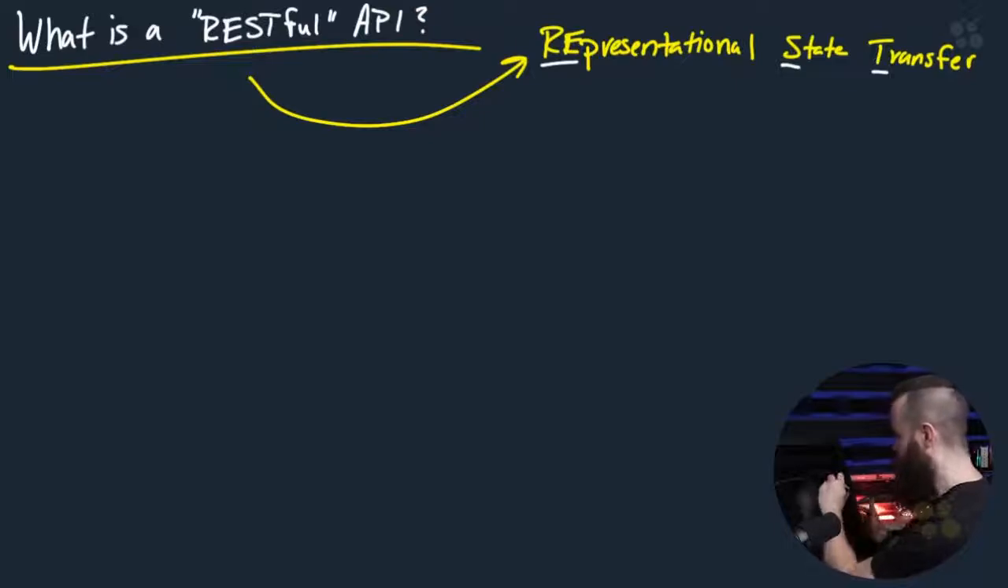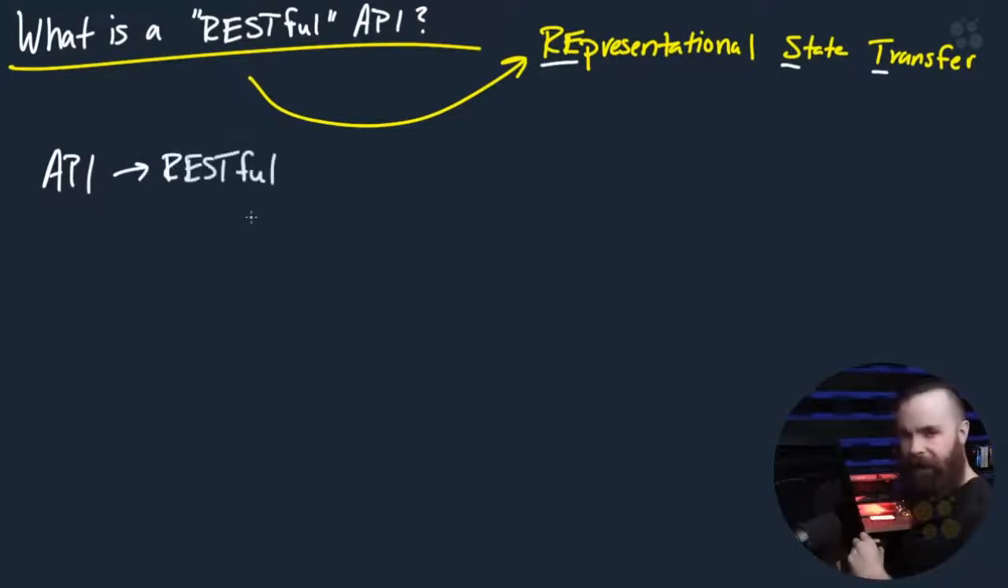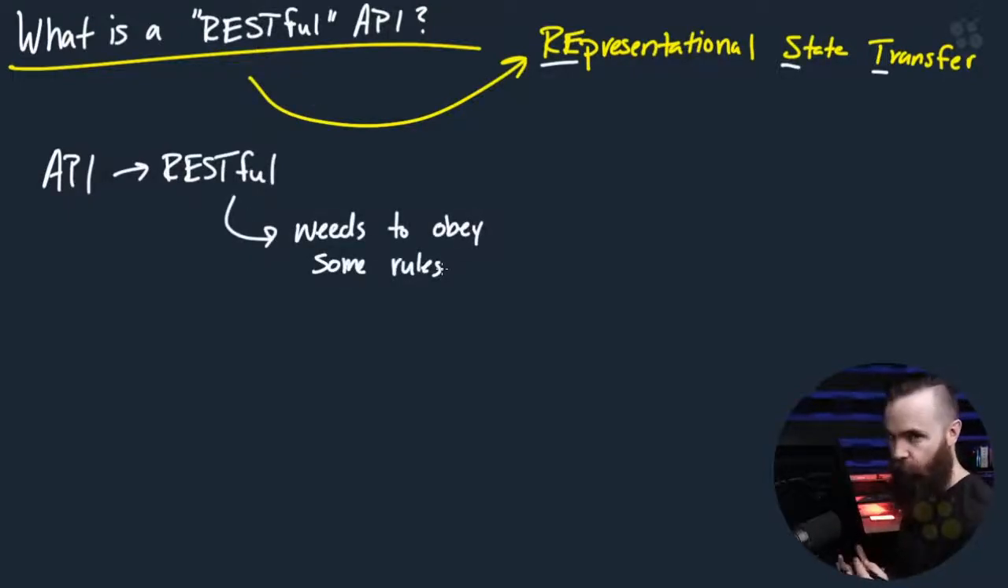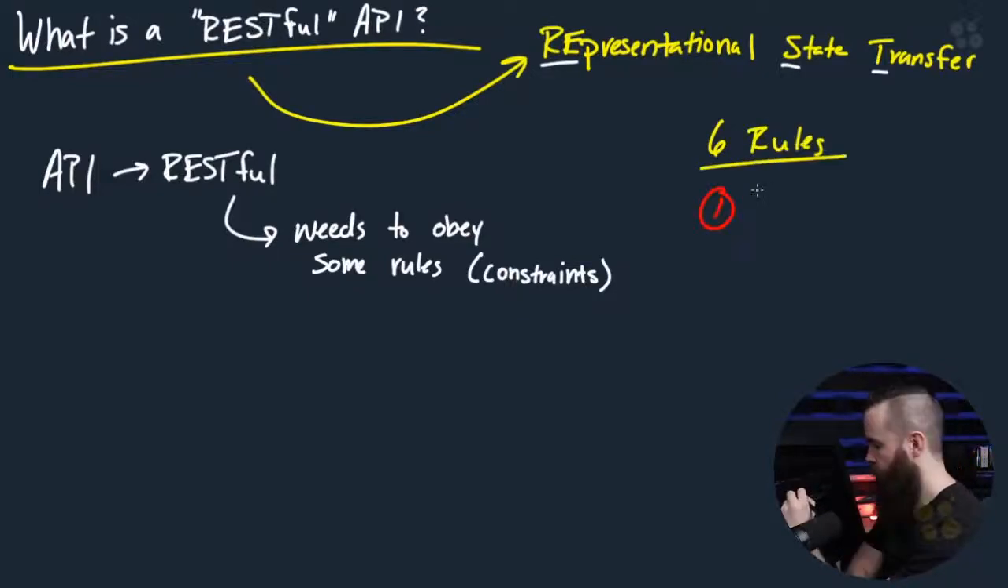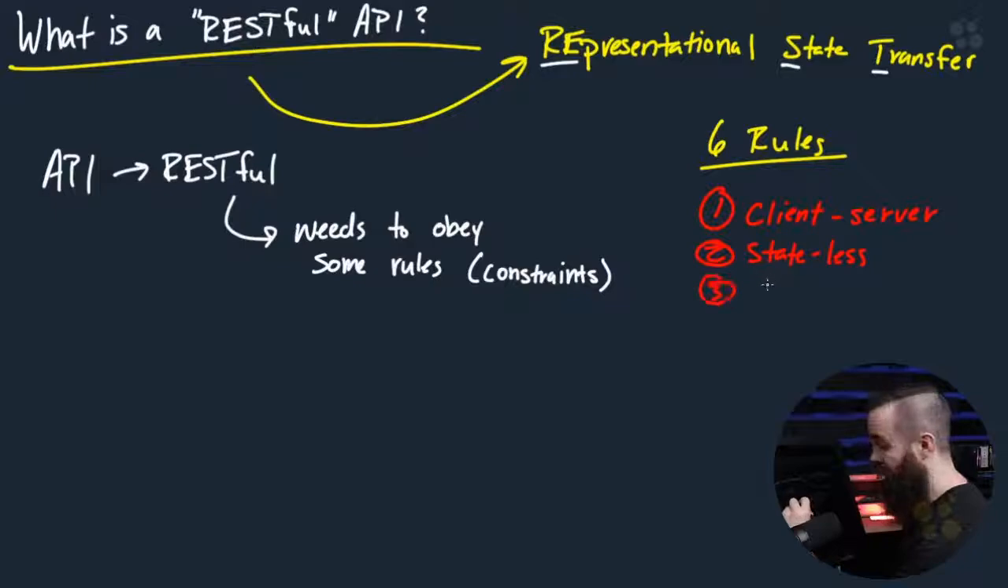In order for an API to be a proper pirate, to be a proper RESTful API, it has to go by a set of rules or guidelines. They're also referred to as constraints. There are 6 rules in the RESTful API pirate code. 1, it's got to be a client-server architecture. 2, it's got to be stateless. Got to have no states. 3, it has to be cacheable.